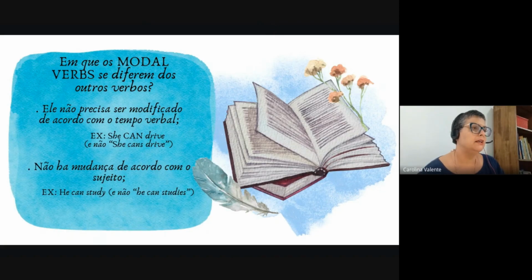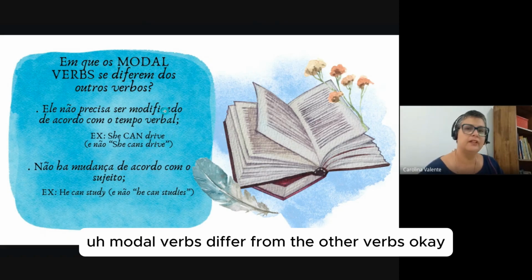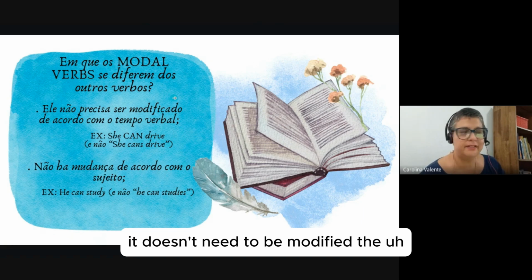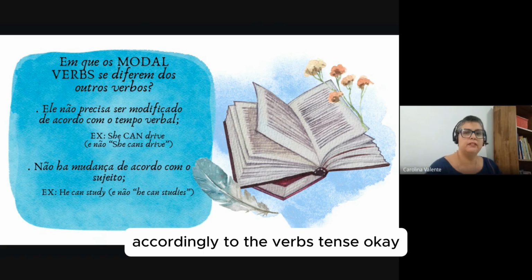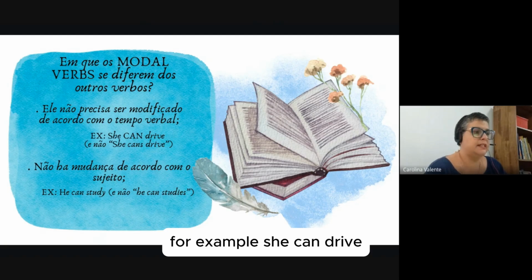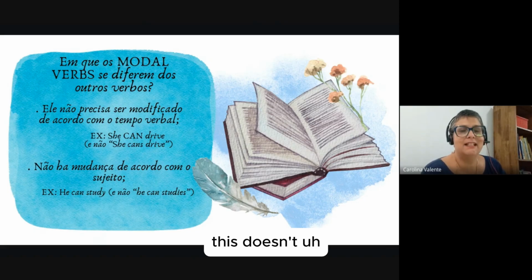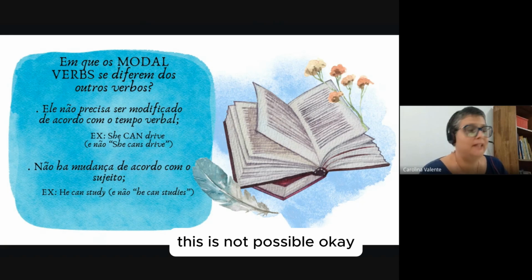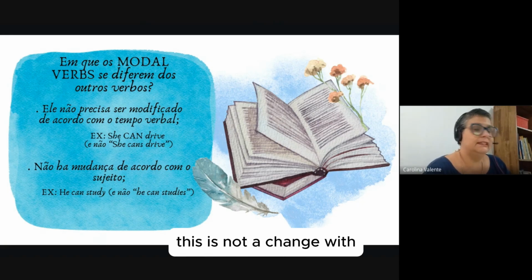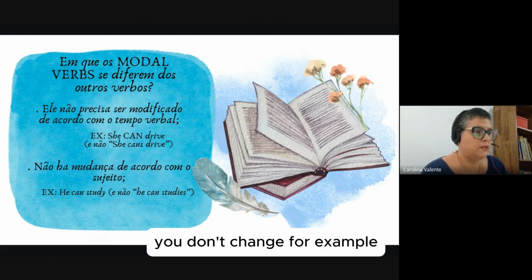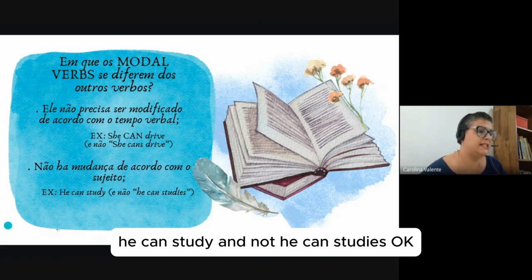How do modal verbs differ from the other verbs? Okay, it doesn't need to be modified according to the verb tense. Okay, for example, she can drive. You don't say she can't drive. This is not possible. Okay, so this is not a change. If you think about the subject, you don't change. For example, he can study and not he can studies.